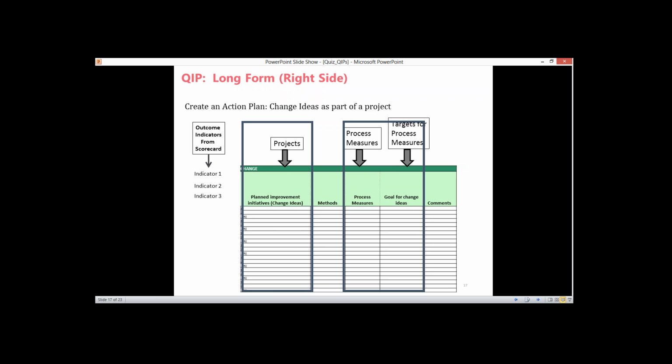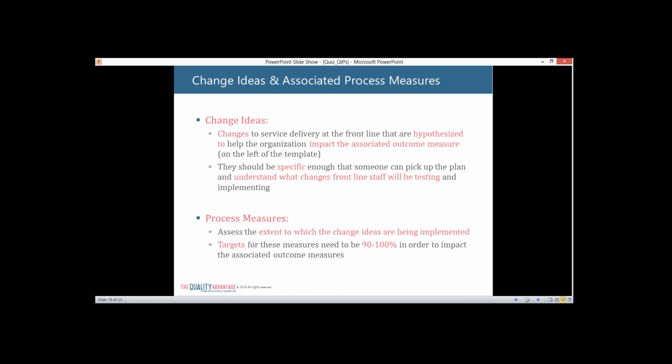So it doesn't need to be filled in for every change idea, but that is the intent of the column if you need it. The other thing I'd like to point out before we move on is that for every outcome on the left side of the quality improvement plan, there should be at least 2 or 3 change ideas linked to each outcome indicator. It generally takes at least a few ideas for change in order to have an impact on an outcome indicator.